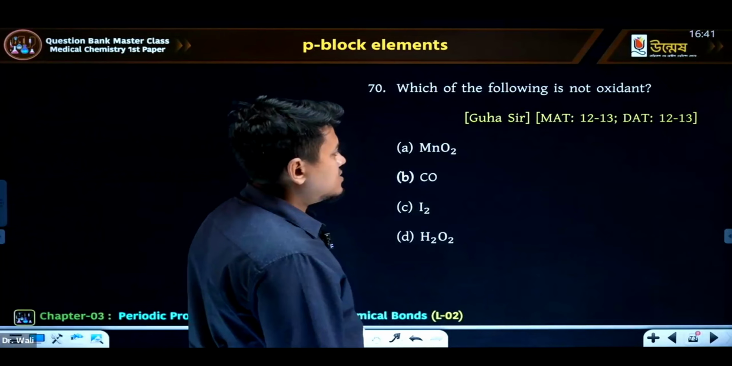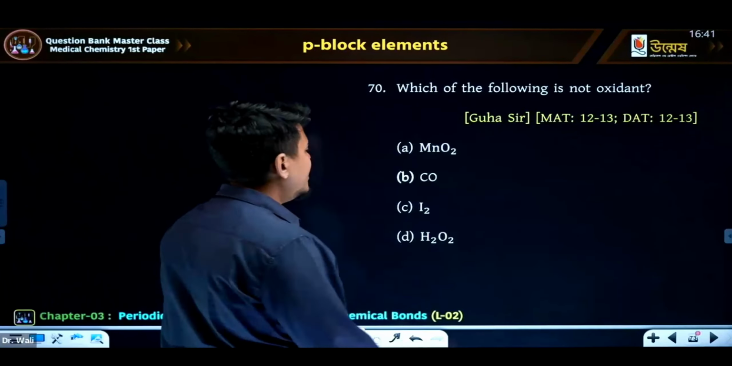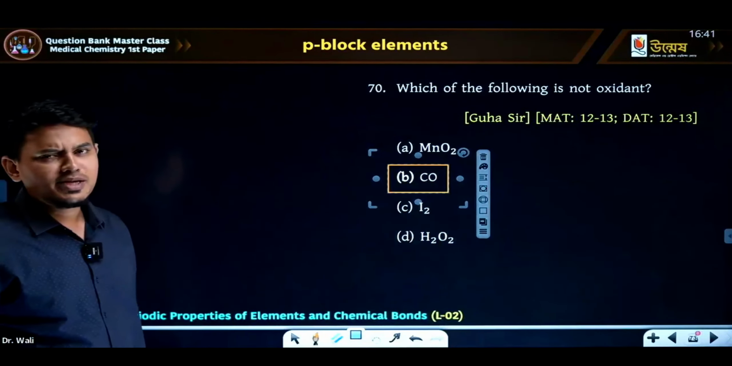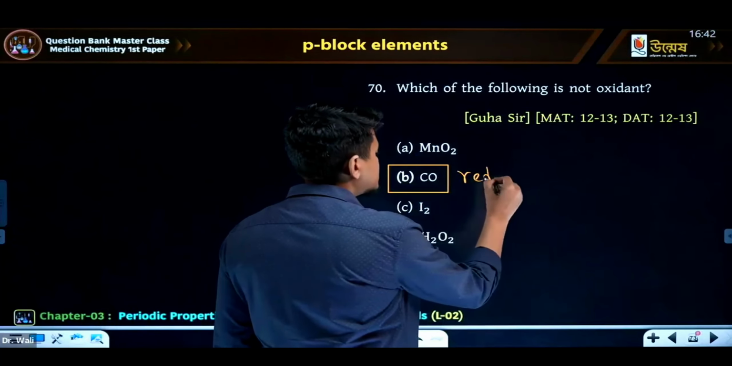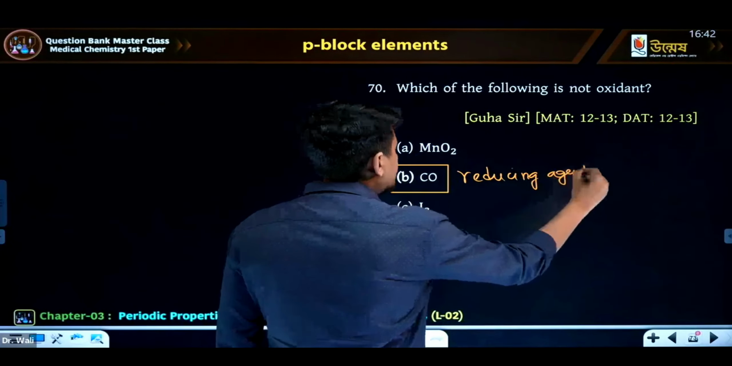Which of the following is not an oxidant? It is also a question that came in my admission test. Carbon monoxide is not an oxidant. It's a neutral one. Why would it be? It is rather a reducing agent. Carbon monoxide is a reducing agent, not an oxidizing agent.